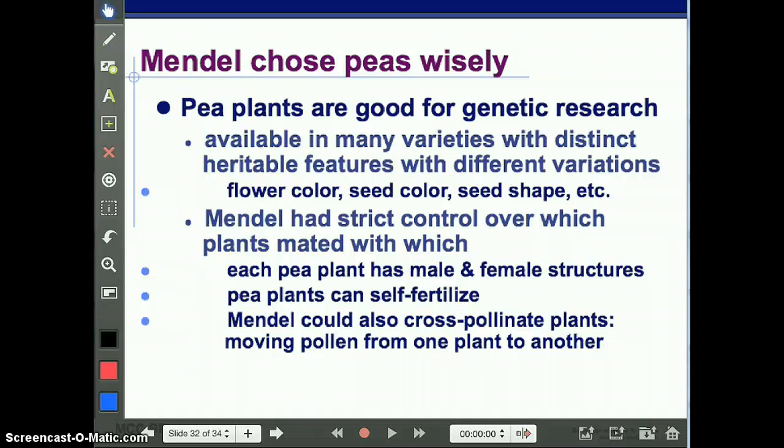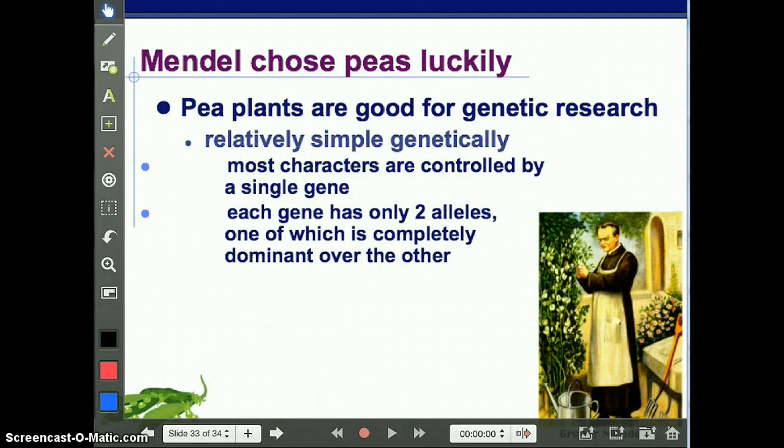Okay, why do we use pea plants? Easy to grow, easy to see, and quite a bit of quantitative data can be taken from them. Mendel had strict control over which plants were being mated and which ones weren't, so he could make sure that nothing was skewing results. It's another good reason why we use them. So they're good for genetic research, and relatively simple genetically in comparison to others.